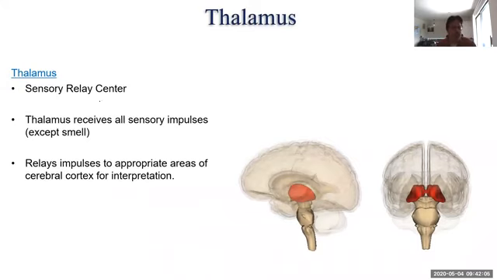Now, the only exception to this is smell. I'll talk more about smell later on, but that's going to an area called the limbic system, and that will also be stimulating your memories. All right, so there it is, our thalamus, a relay center, relaying information to the area of the cerebral cortex.